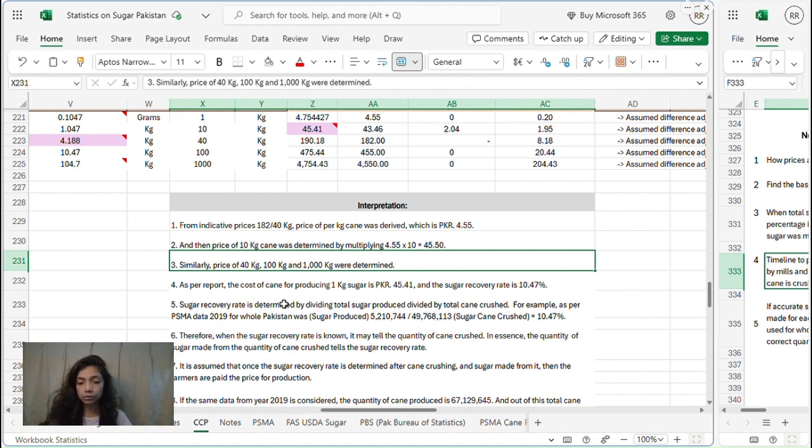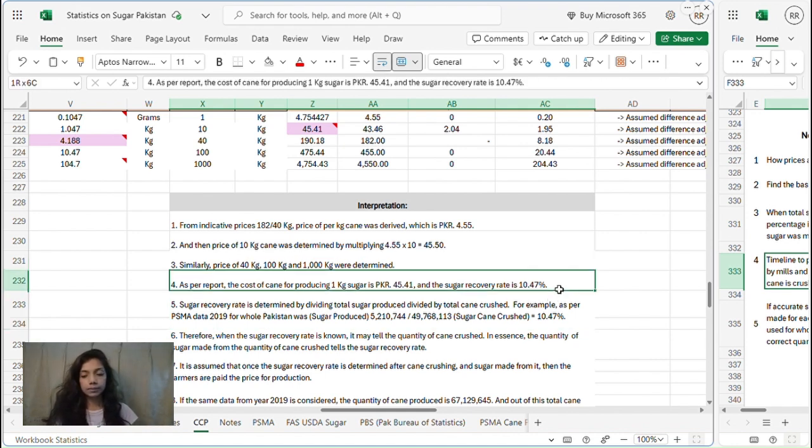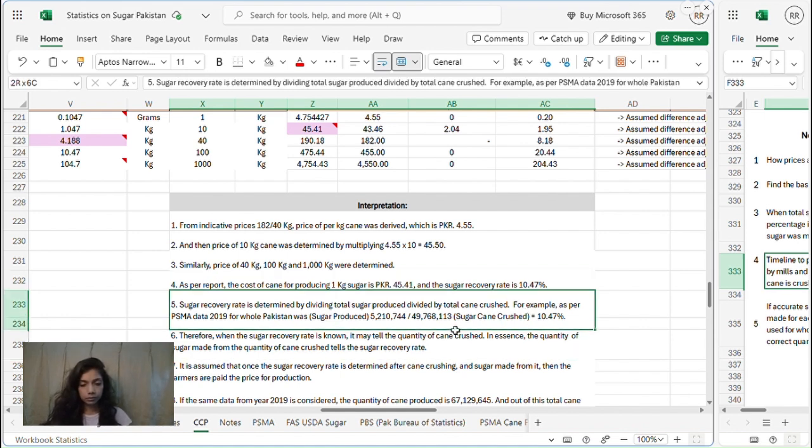As per the report, the cost of cane for producing 1 kg of sugar is 45.41, and the sugar recovery rate is 10.47. We took this number, 45.41, and the sugar recovery rate of 10.47% from the report of Sugar Opinion dated 25th April 2018, that we discussed in the previous video. So these numbers are taken from there.